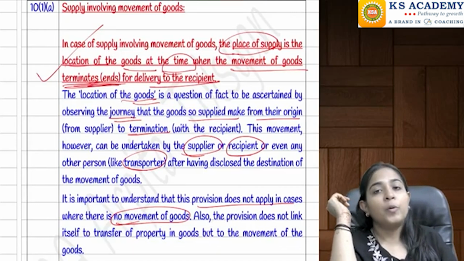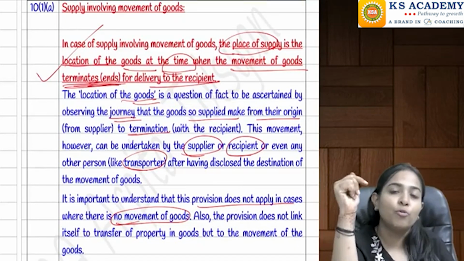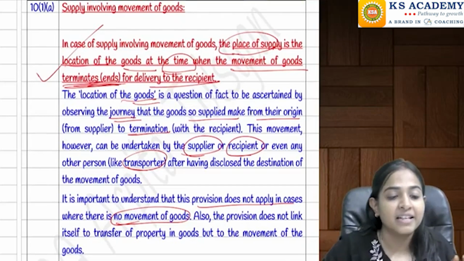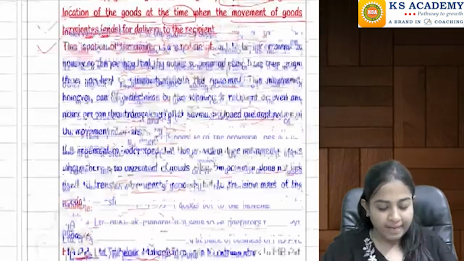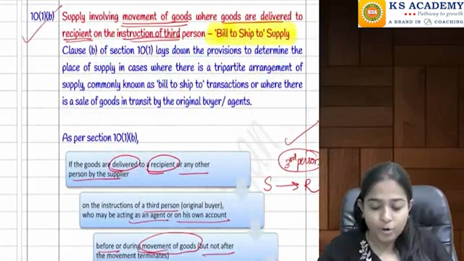Now this provision is not applicable when there is no movement of goods. This was applicable only when there is movement of goods, right? Then going to the next one, we have multiple examples given in our book. You can just refer to it.